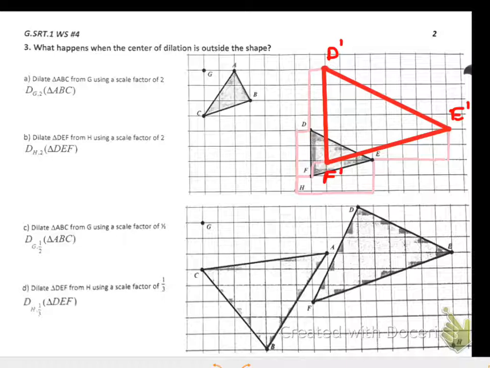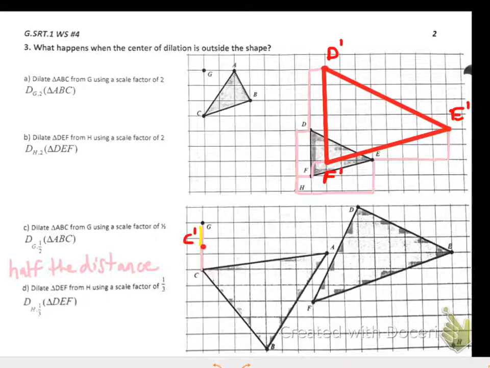Now I'm going to show you a demonstration for example C. And that one is a dilation of 1/2. So you would expect that to be smaller. It's going to be a contraction. So again, we're going to use half of the slope that we're seeing in there, half the distance from G to each one of those points.